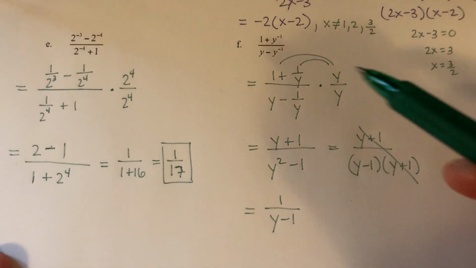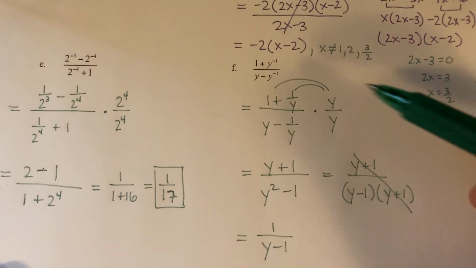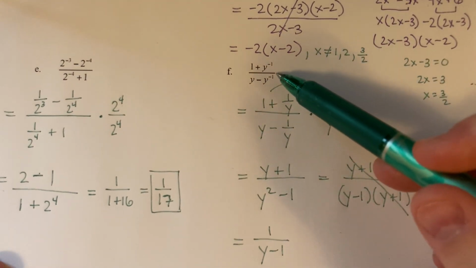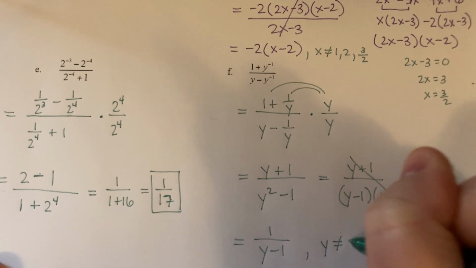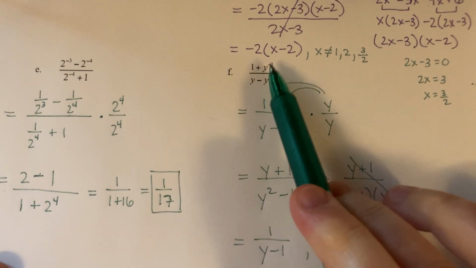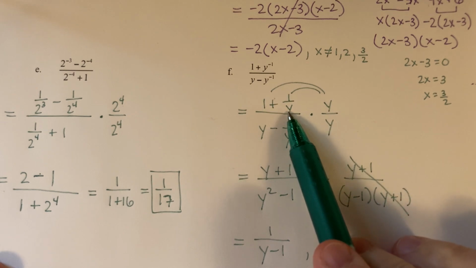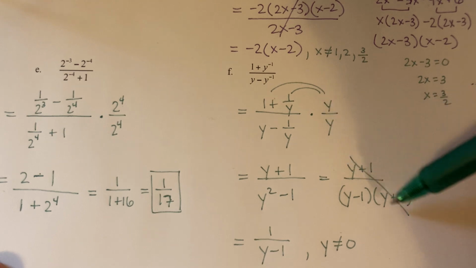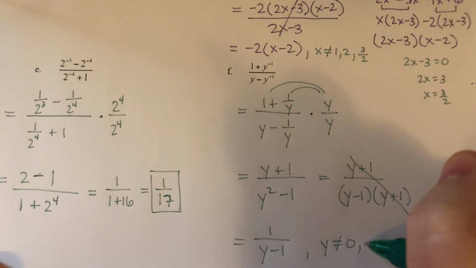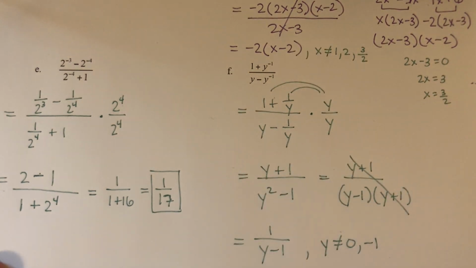And then we look to see what's not okay to have. In this original problem, I cannot have y be 0. Because remember, those negative 1's are like 1 over y. Also, we reduced here, so y cannot equal negative 1.